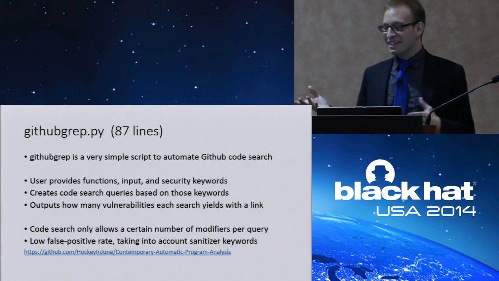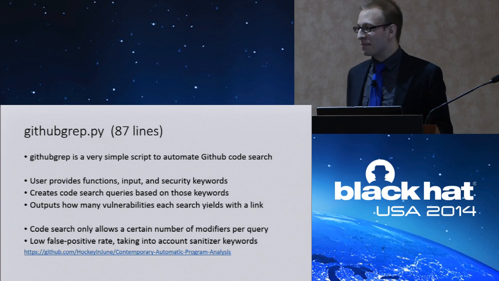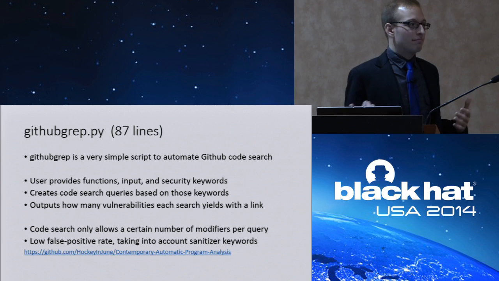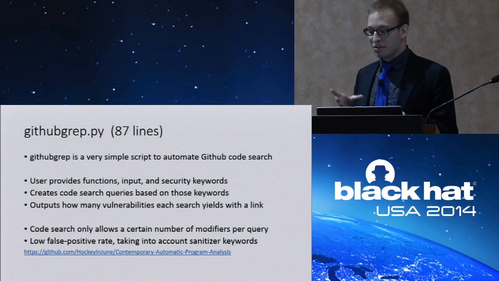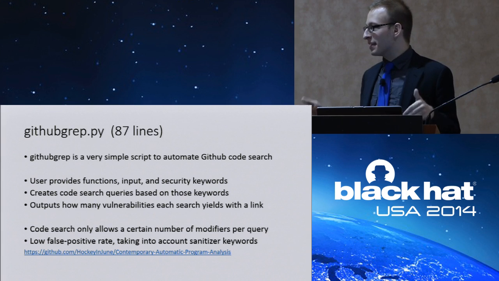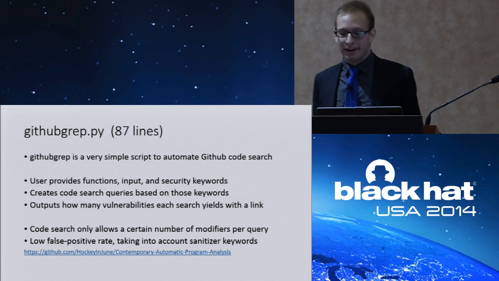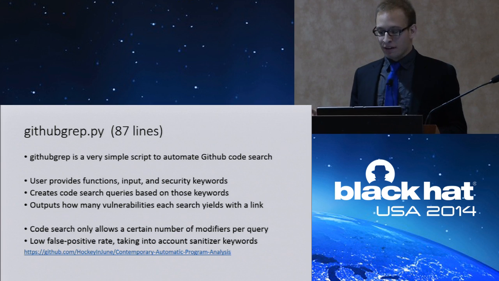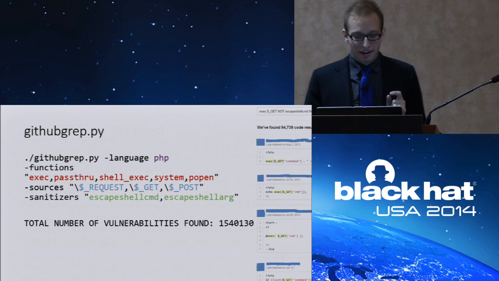Everyone's seen this kind of thing. You type RSA private key into the GitHub search, and RSA private keys pop out because users committed them without thinking. The reason we use the script instead of doing it manually is that GitHub code search only allows a certain number of modifiers per query. So if we build a really long query string to send to GitHub code search, it'll just return saying your query is too long, or your query has too many modifiers. This script has a low false positive rate because we take into account sanitizer keywords, and you'll see what I mean in just a second.